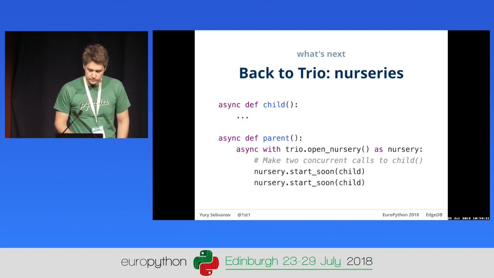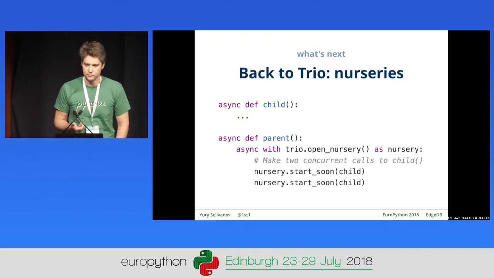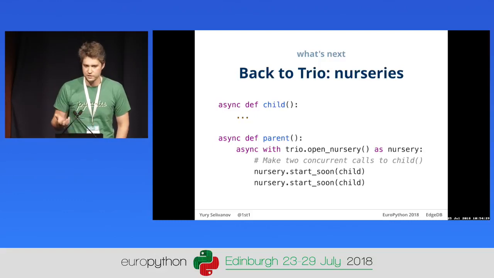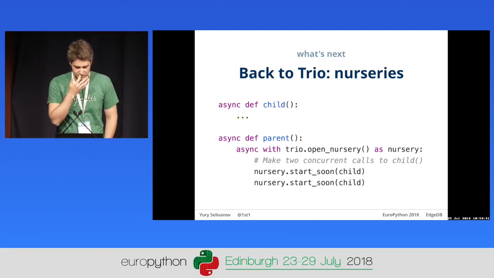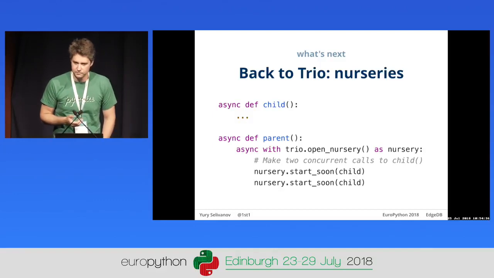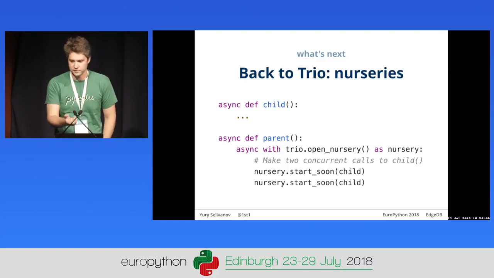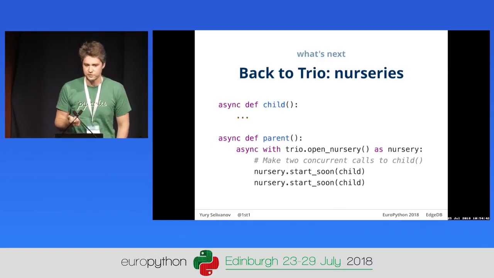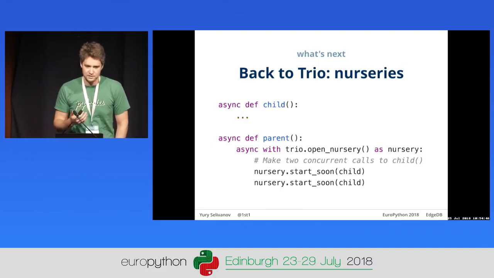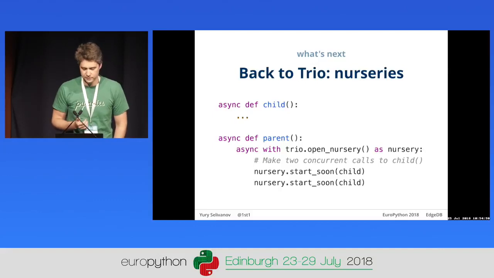So back to Trio. In Trio, Nathaniel added this concept of a nursery, and a nursery is the only way to spawn an asynchronous task in Trio. It's a funny name, I think, because tasks are born in a nursery, they die in a nursery. Basically, it's not possible to graduate from a nursery. It's a dark place.